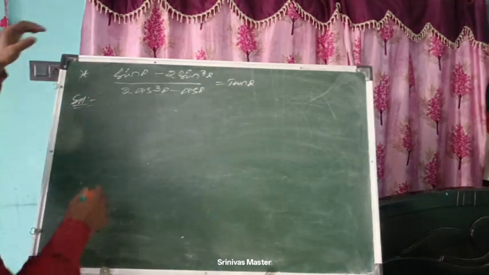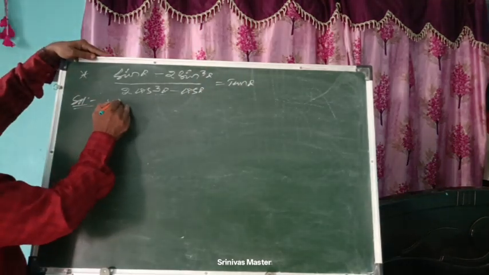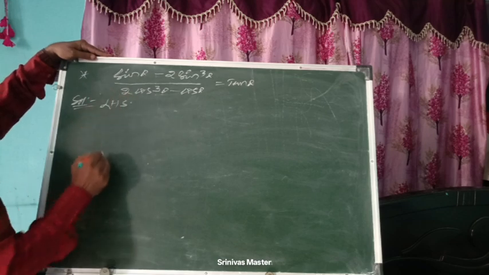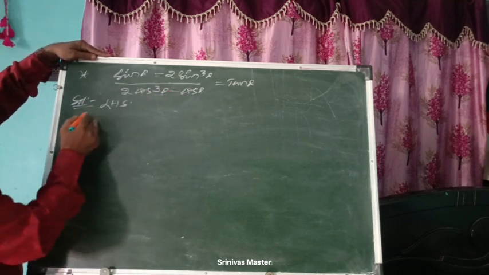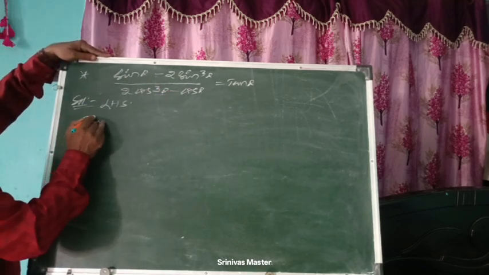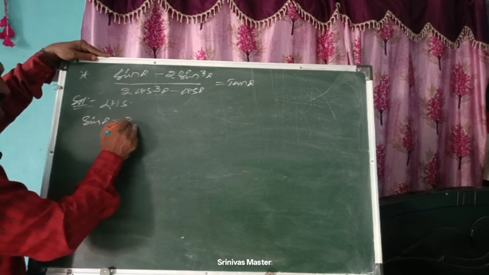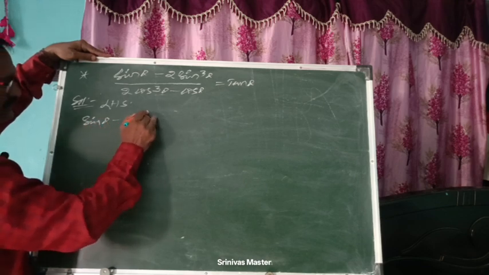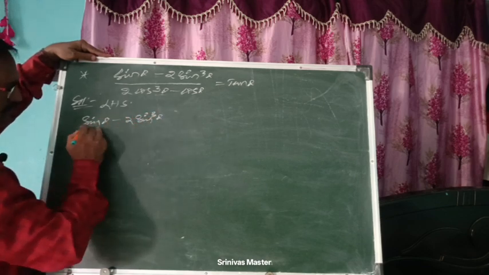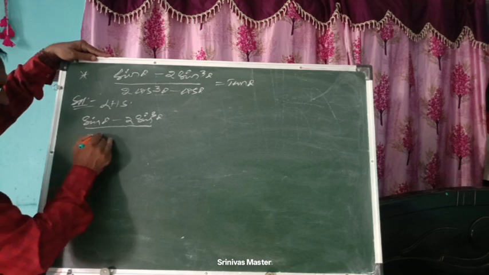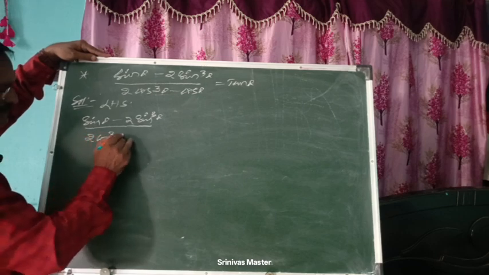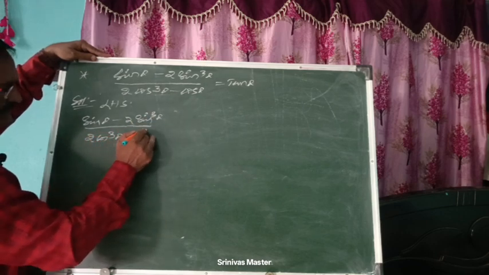Now take this LHS. What is LHS, children? Sin theta minus 2 sin cube theta by 2 cos cube theta minus cos theta.